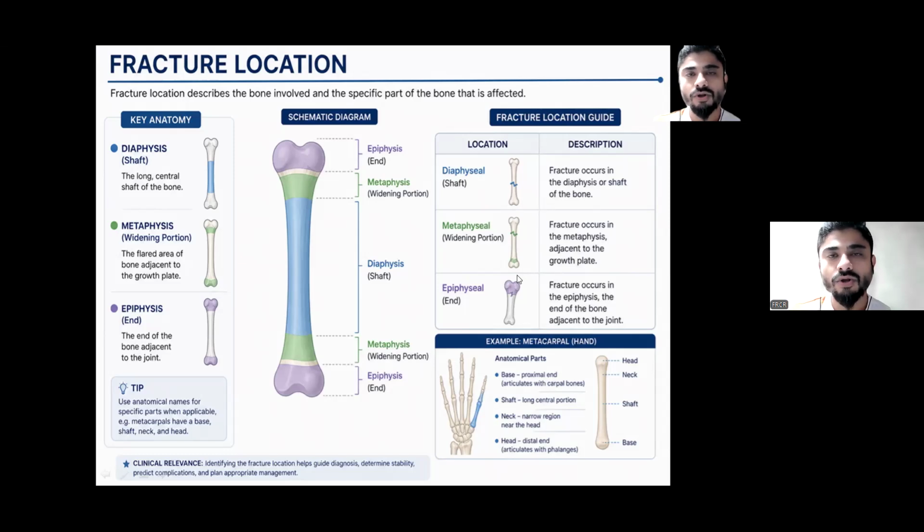Now coming to the metacarpals. When you see metacarpal fractures, the terminologies are slightly different. In metacarpals, there are four parts of the bone: head, neck, shaft, and base. As far as the metacarpals are concerned, you can describe the fractures using these terminologies. This will be the head, this will be the neck, this is the shaft of the metacarpal bone, and this is the base of the metacarpal bone.